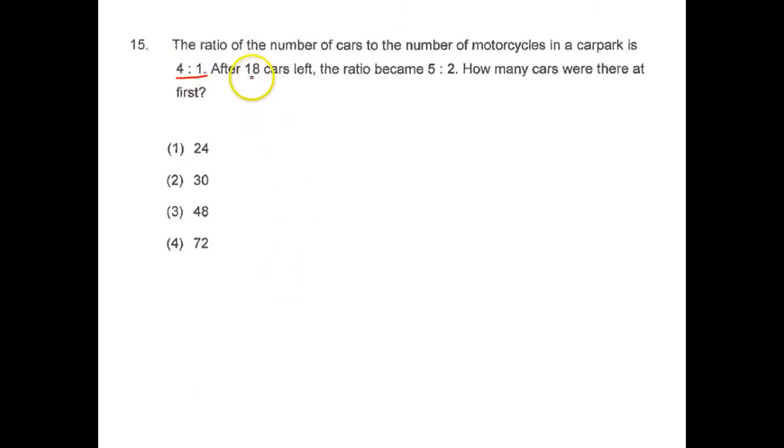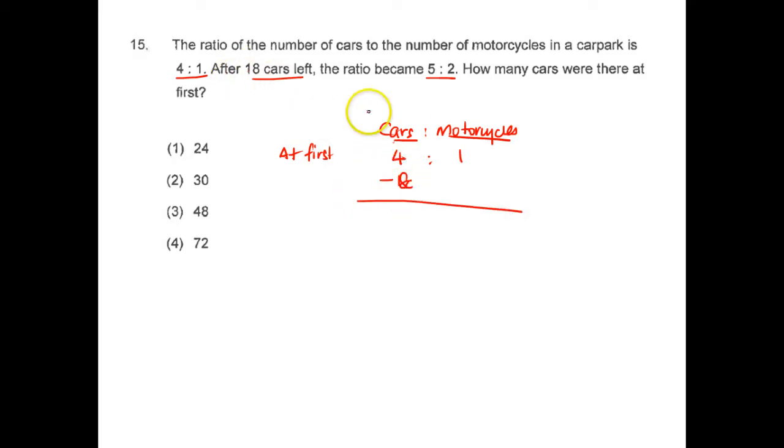The ratio of the number of cars to the number of motorcycles in a car park is 4:1. After 18 cars left, the ratio became 5:2. So we look at the ratio. We have cars is to motorcycle. So at first is 4:1. This is at first. After 18 cars left, we know 18 cars left will be minus 18. The ratio became 5:2. Okay, we realize that our motorcycles did not change. So because our motorcycles did not change, we need to make the motorcycles the same.